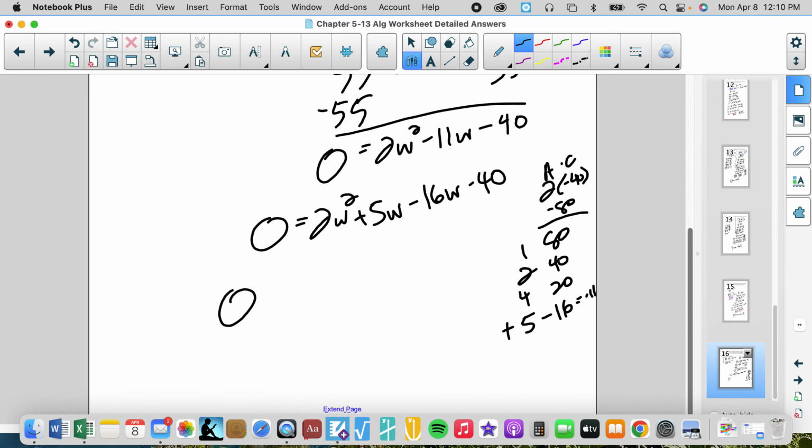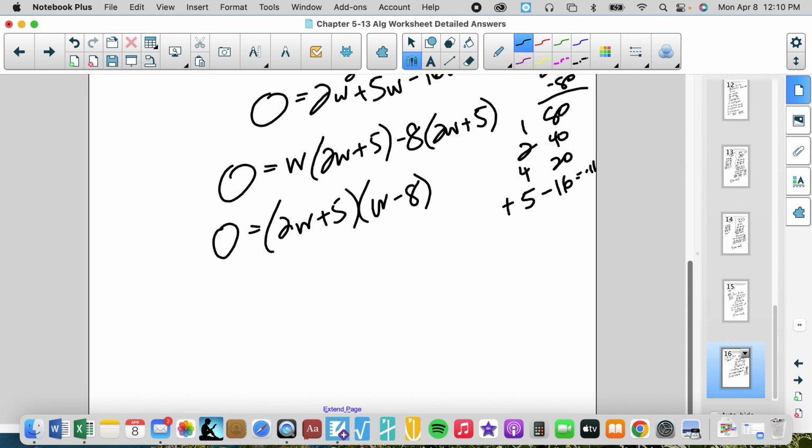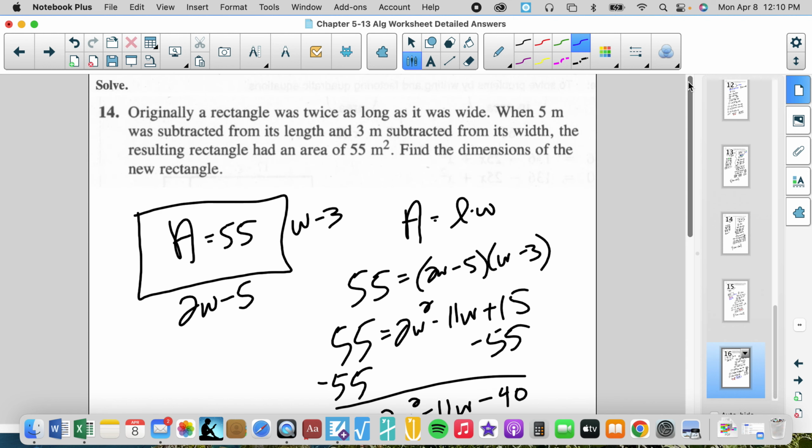So we can factor out just the w. You get 2w plus 5. Let's factor out an 8. We get 2w plus 5. And so we get 0 equals 2w plus 5 and w minus 8. This is going to give me negative 5 halves. This is going to give me 8. We can't have negative width, so my only answer has to be a width of 8.